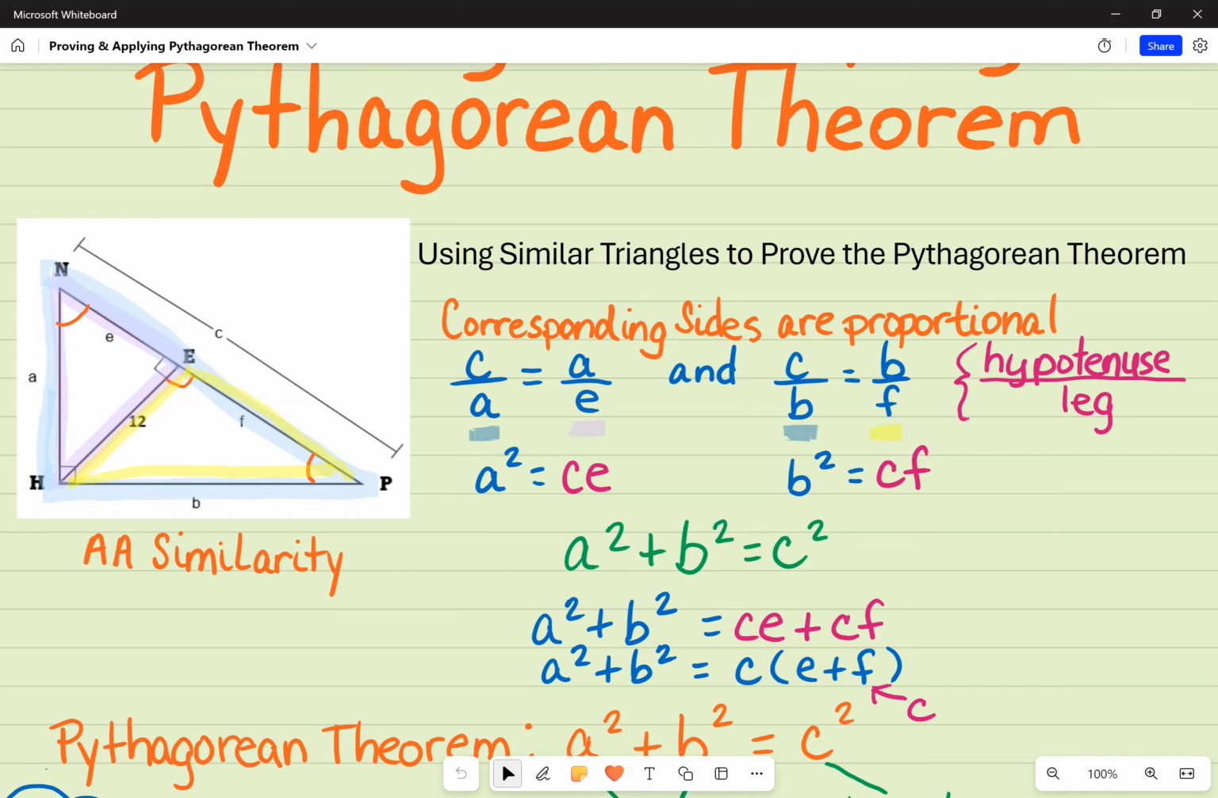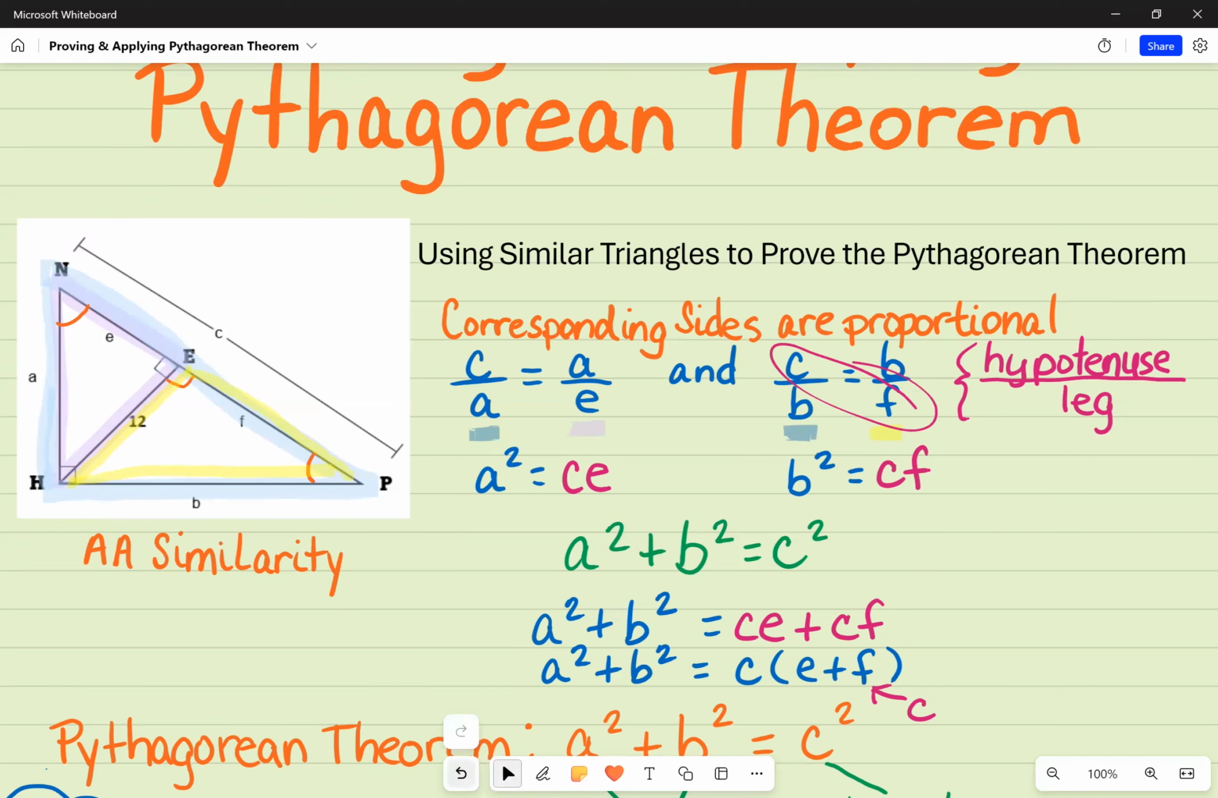So in the first one, if I were to cross multiply, a times a is going to be a squared, and then the other way, c times e is going to be ce. So a squared can be replaced with ce because it says it's equal to that. And on the other side, if I do the same thing, b times b is b squared, and c times f is cf.